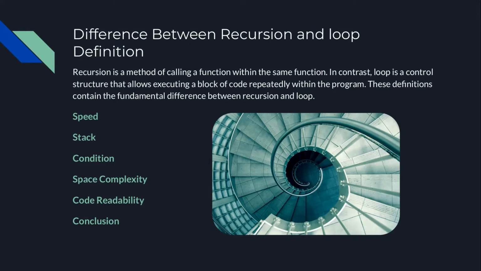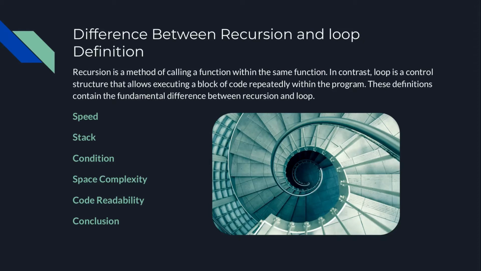About condition, if there is no termination condition, it can be an infinite recursion. However, if the condition never becomes false, it will be an infinite loop. This is another difference between recursion and loops. Space complexity. Moreover, the space complexity of a recursive program is higher than the loop. And we have code readability. Another difference between recursion and loop is that a program with recursion is more readable than a program with loops.